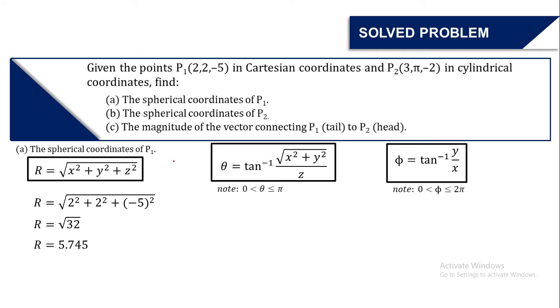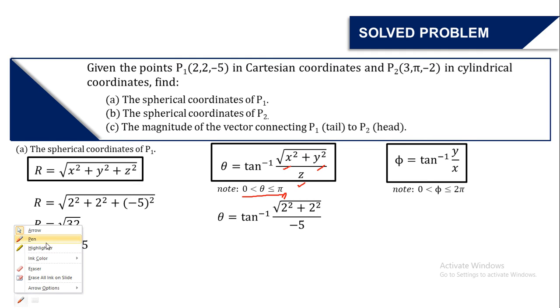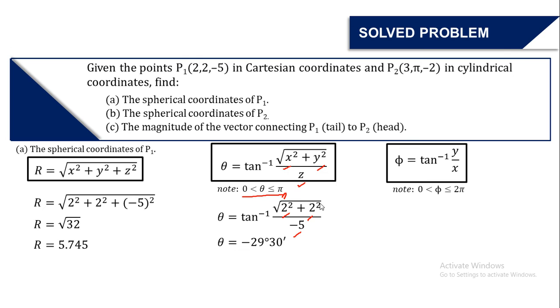It is equal to arctan of the square root of x squared plus y squared all over z. Theta taken from 0 to pi. So, substitute lang natin ulit yung mga numbers. So, yun yung nakuha natin. Diba? 2, 2, and negative 5. Pero medyo dahil negative sila, yung ating theta is negative 29 and 30. Okay? So negative 29 degrees and 30.